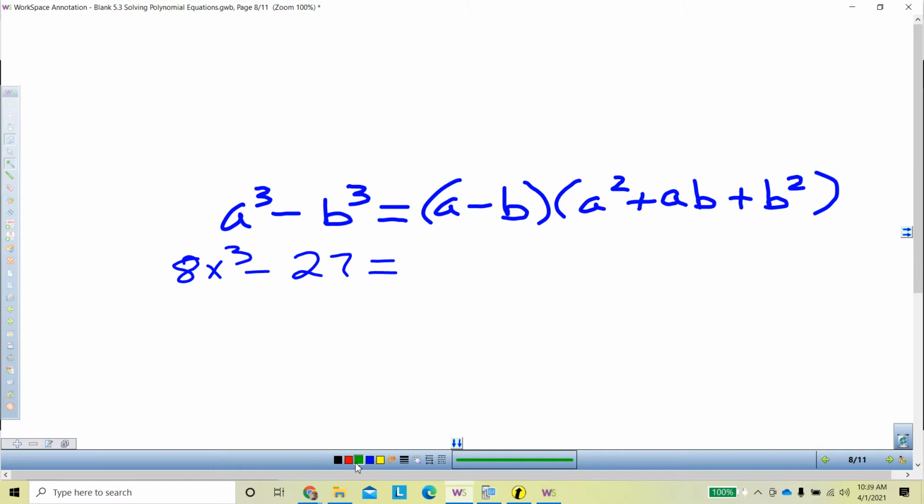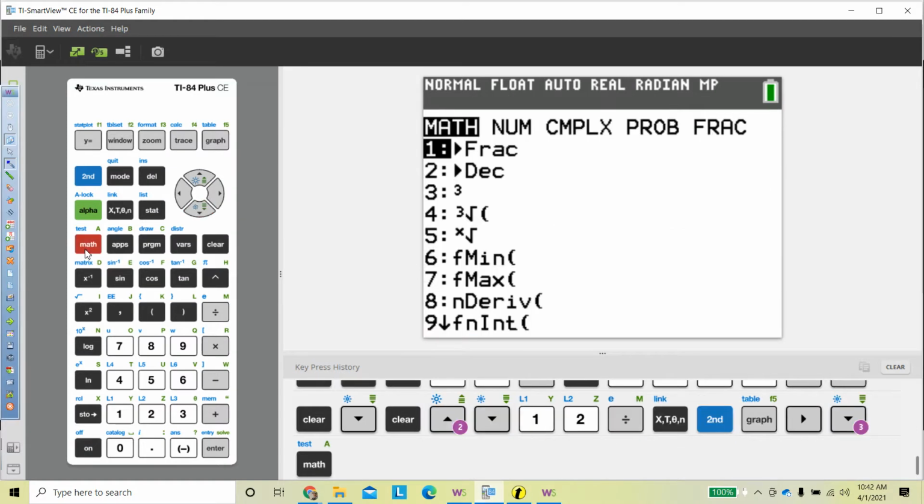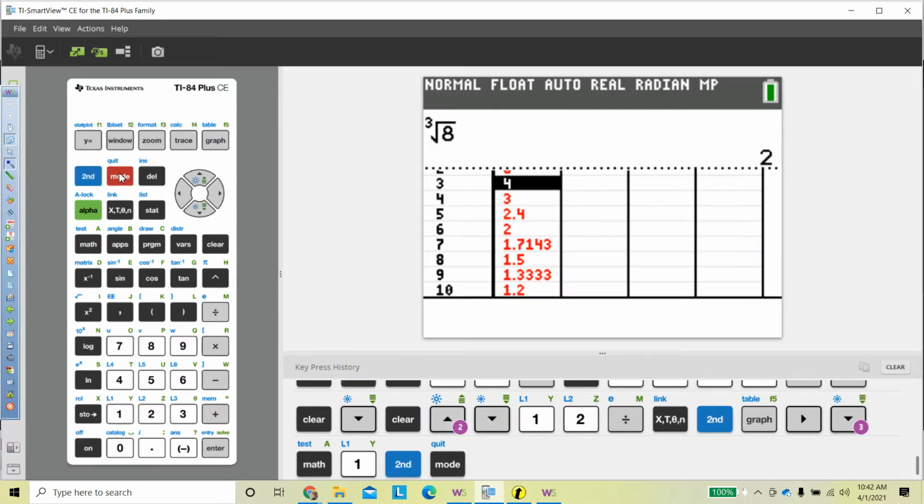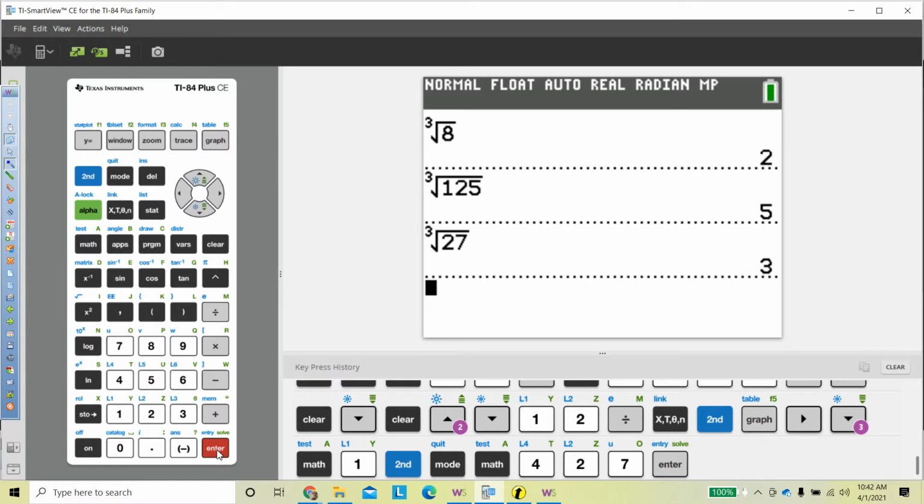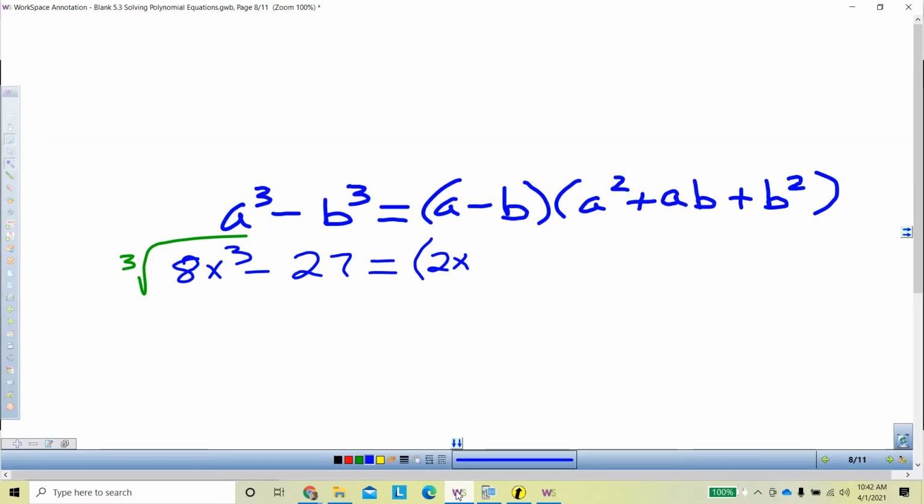So this one, we're going to cube root. What's the cube root of 8? 2. What's the cube root of x cubed? x. So a here is going to equal 2x. Cube root of 8 is 2. Cube root of x cubed is x. Cube root of 27? 3. Again, if you forget, you go Math, number 4. Throw in your 27. Enter. 3. So, minus 3.